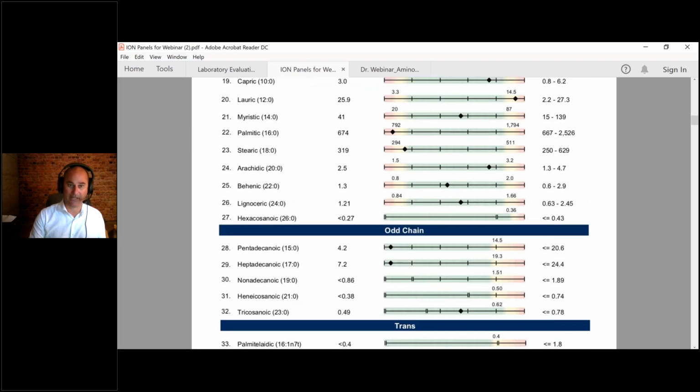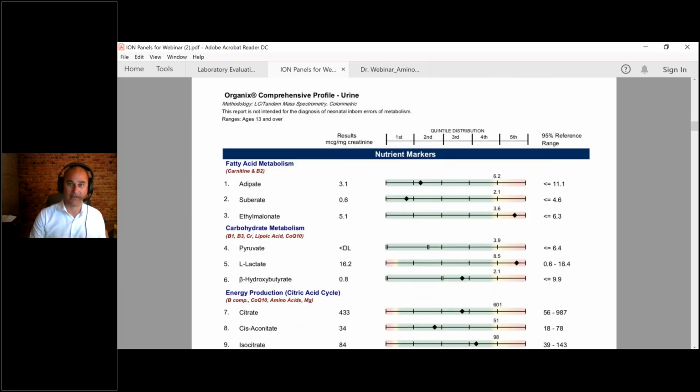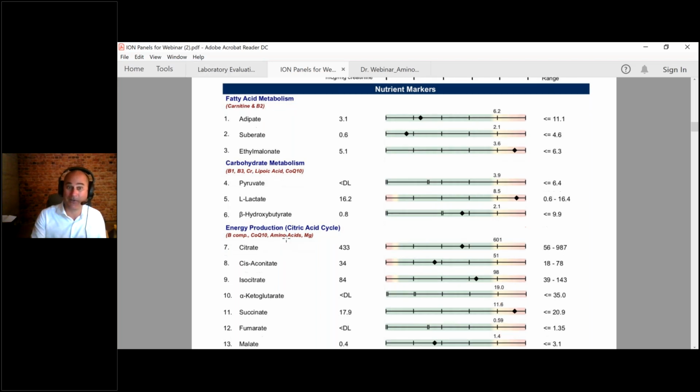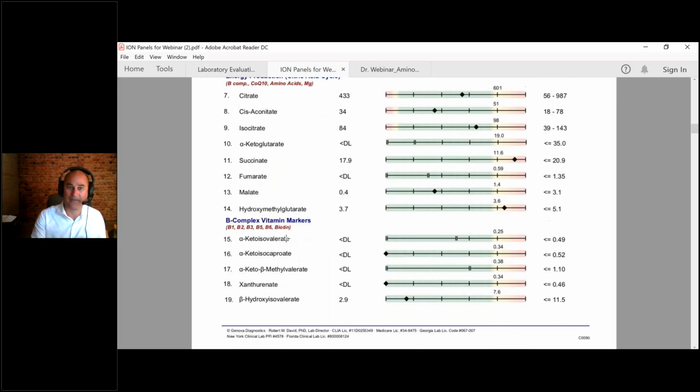We're going to get into the organic acids in a moment. Here we go. So this is the organic acids section of the ion panel. What do we call it? It's organic acids, right? So everything that we're measuring here is an acid. And most of these markers are going to be impacted by amino acids in one way or another. But let's just pick on the ones that are kind of obvious, okay?